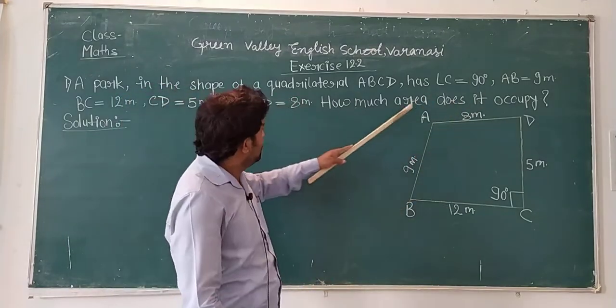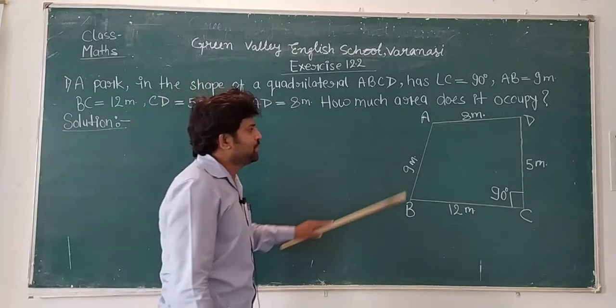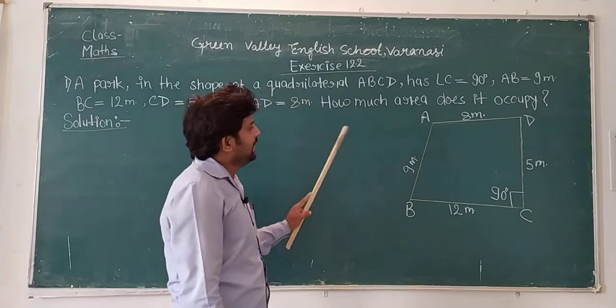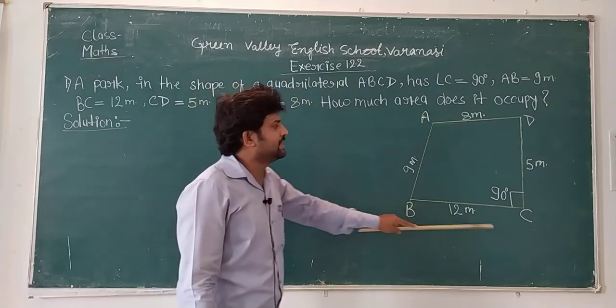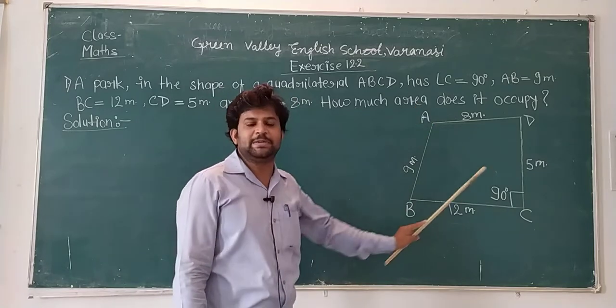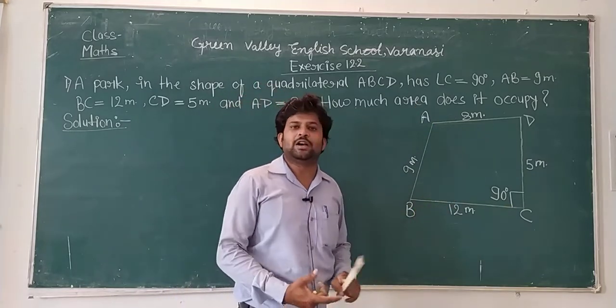It means ये जो पार्क है क्वाड्रिलेटरल शेप में ABCD के शेप में है, तो क्वेश्चन ये है कि ये जो पार्क है उसका एरिया क्या है. जो क्वाड्रिलेटरल शेप का जो पार्क है ABCD उसका एरिया क्या होगा.